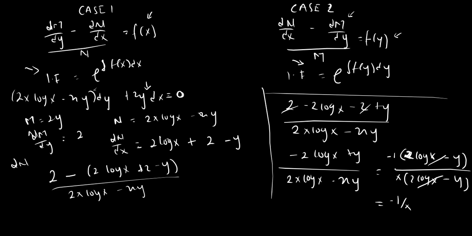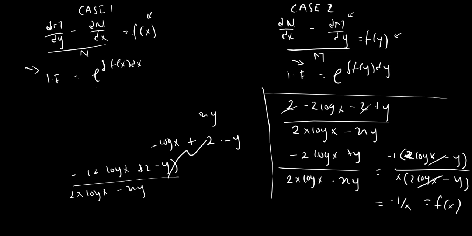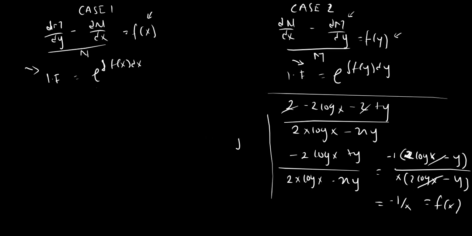When we say something is a function of x, it means that it has only x variables, right? And when we say something is a function of y, it means that it has only y variables. So this negative 1 over x now is equal to a function of x, and then we can now find our integrating factor, right? So the first step is to still find your dm dy, find your dn dx, and then you now check the condition. You check whether dm dy minus dn dx, over n, is equal to a function of x, right?